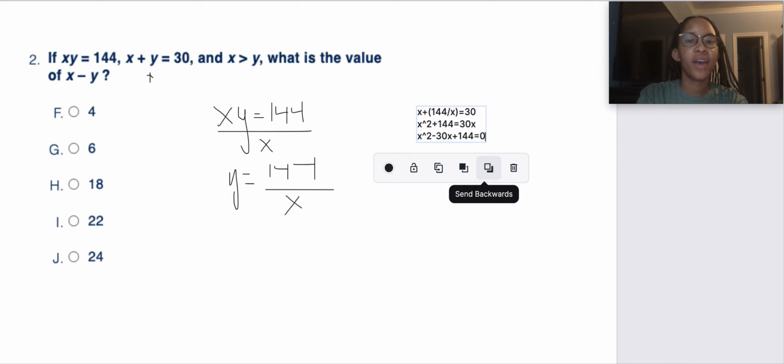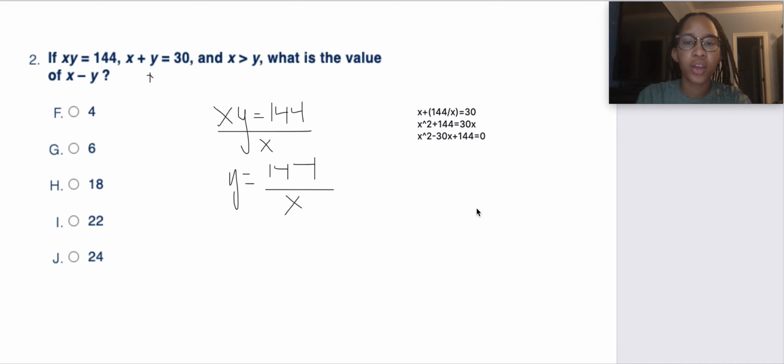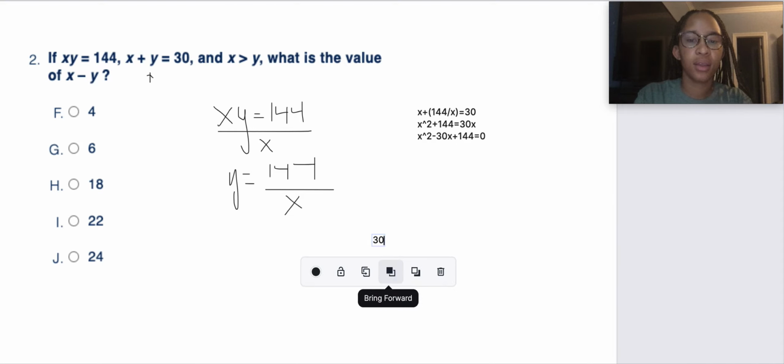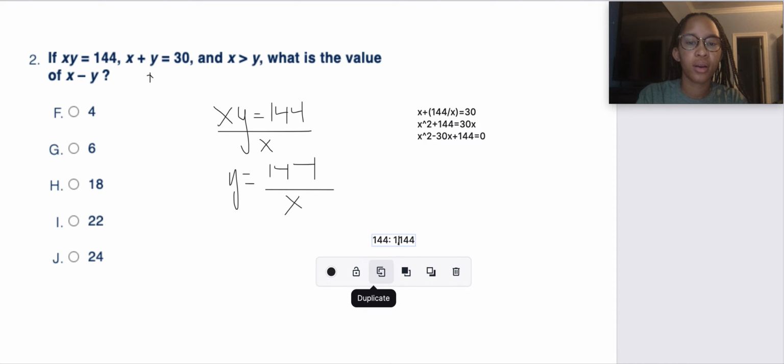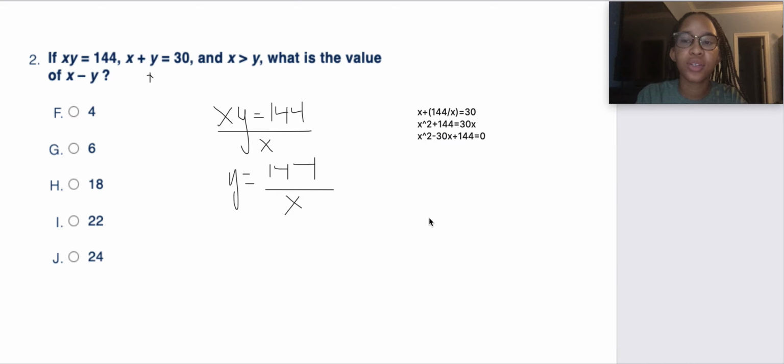And then after that, we can factor this quadratic equation. So our factors of 144 are going to be 1 and 144, and then we can go on and on like that. Eventually we would find that the factors that multiply together to get us 144 and add to get us negative 30 are going to be negative 24 and negative 6.